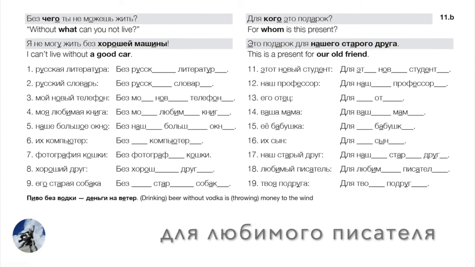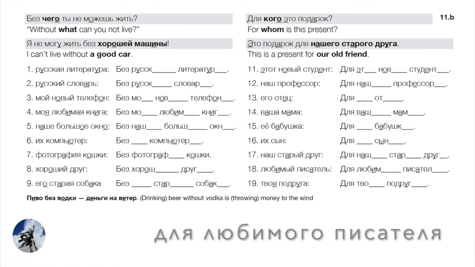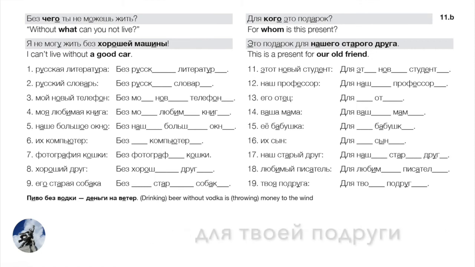Number 19, твоя подруга, your female friend. Это подарок для твоей подруги. 7-letter rule telling us we can't write и, we have to write е.